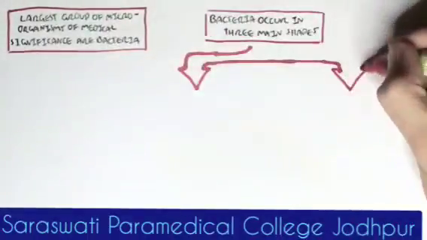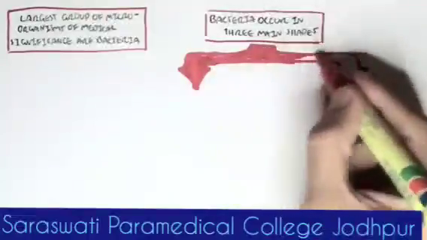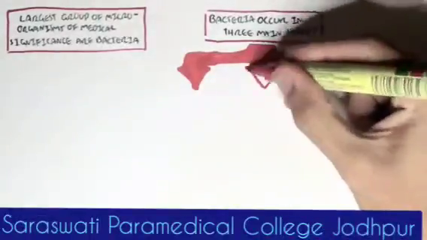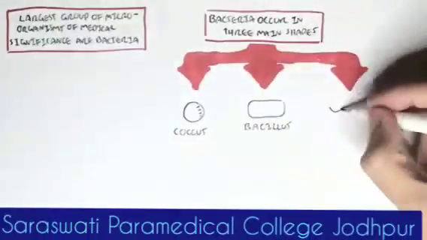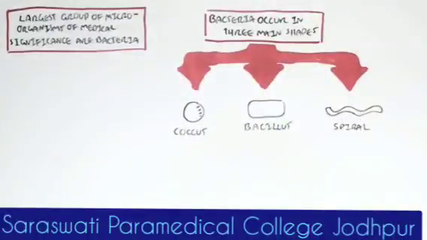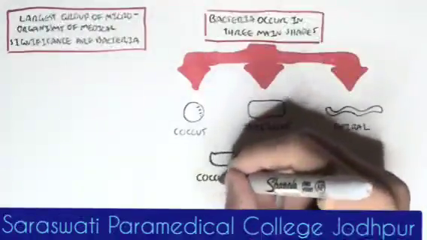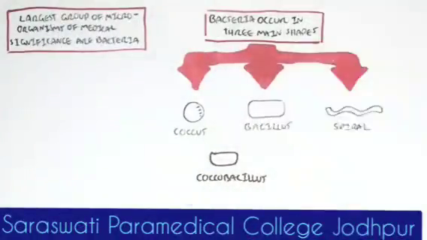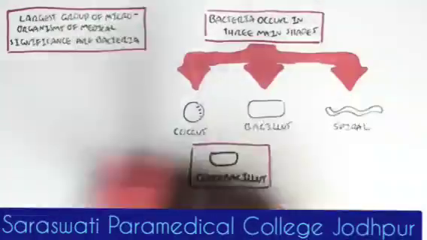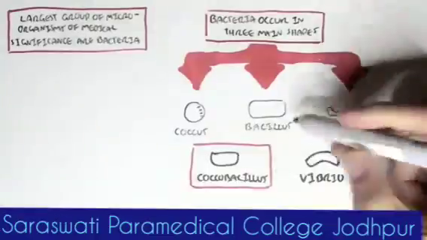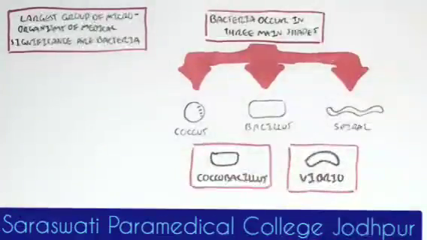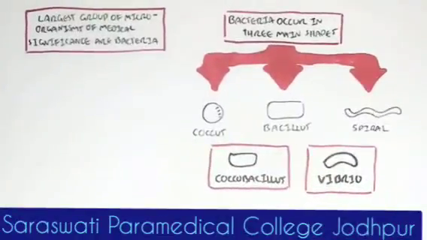Bacteria occur in three main shapes: a coccus, a circular shape, sphere, a bacillus, a rod-shaped, and a spiral. Now, there's also other different shapes bacteria can take, such as a coccobacillus, which is in between a coccus and a bacillus. And there's also one bacteria can take shape of what's called a vibrio, and it's sort of spiral and bacillus in between. It's sort of got a bend to it.